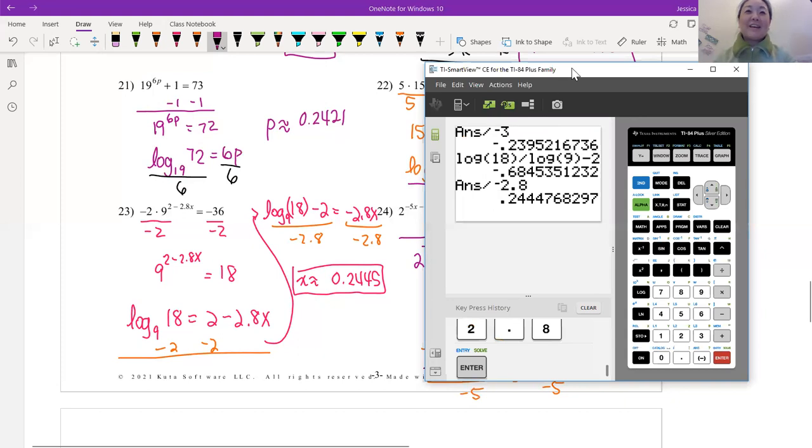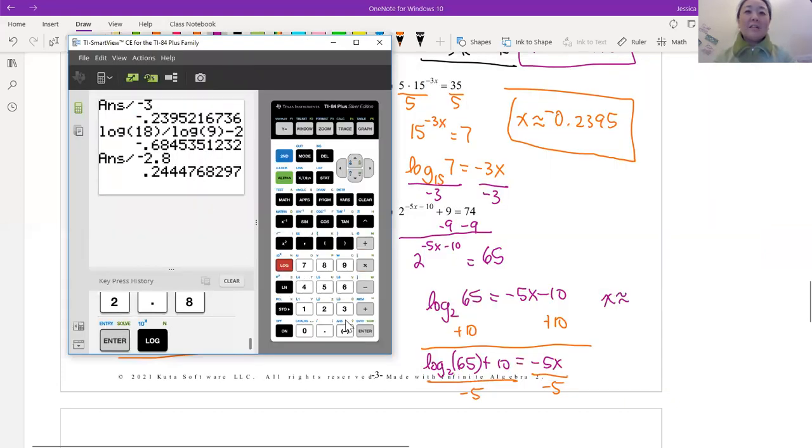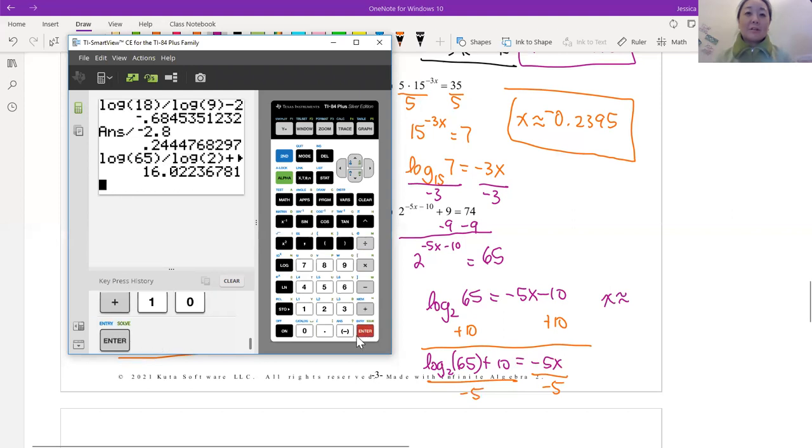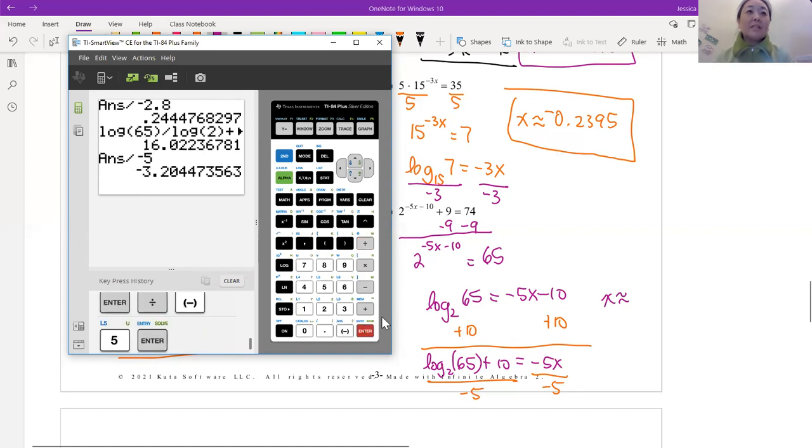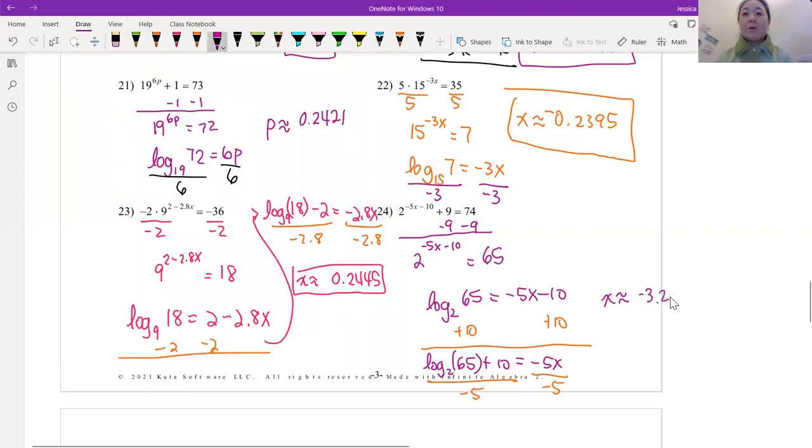All right, so let's try this out. So here's log of 65. Divide that by log of 2. Right there, right? We're going to add 10. Press enter, unless you want to do the parentheses stuff. Press enter, and then you divide that by -5. And you will get -3.2045. There we go.